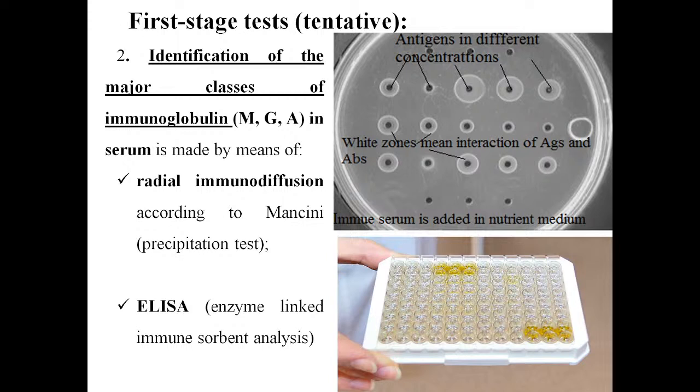It is like a tablet, and we can see some tubes here. Some of them are colored in yellow. It is a positive test for the presence of the detected immunoglobulin. In these other tubes, immunoglobulins are absent.